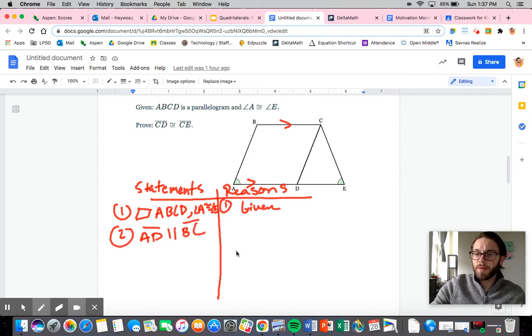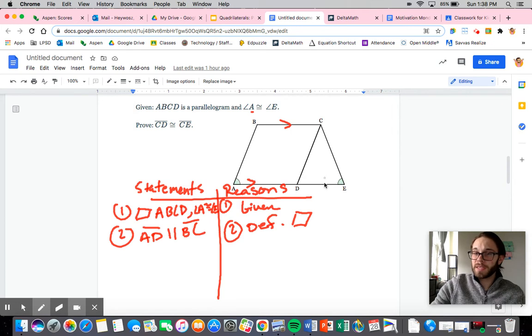Now, you're probably asking yourself, why did I go there first? How does that directly help me get a side? Well, it doesn't. It doesn't actually help me get a side directly. And that's just the definition of a parallelogram. Okay, so now, what else do we have? We're given information about angles. We should use an angle, all right? When you're given an angle, you better be using it somehow.